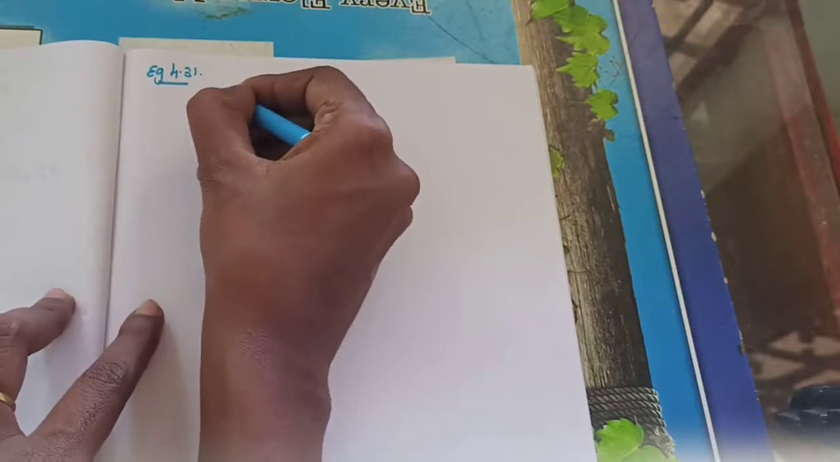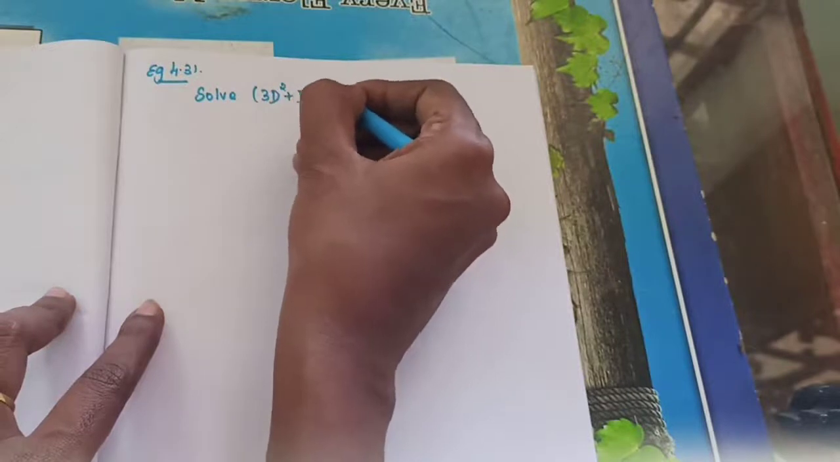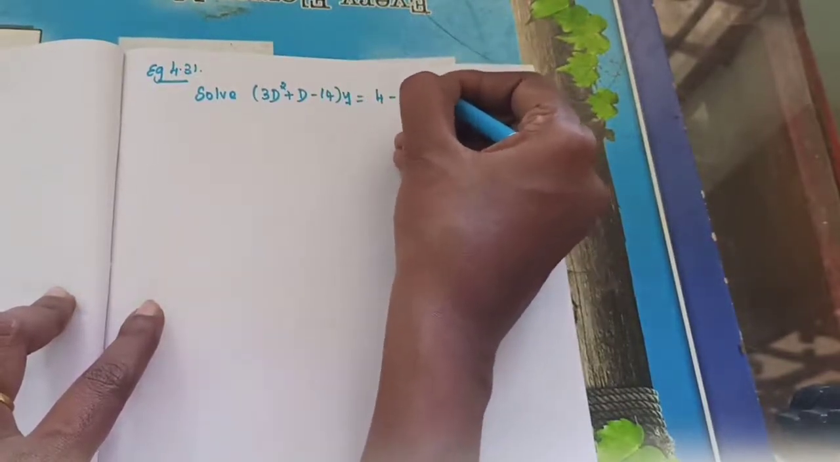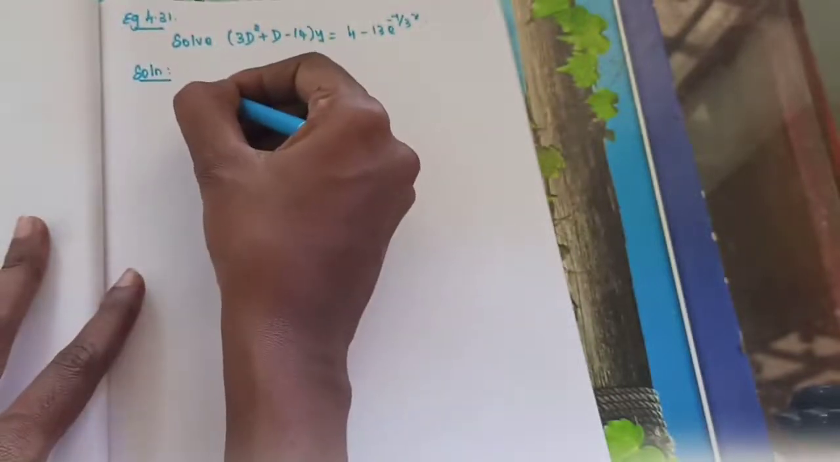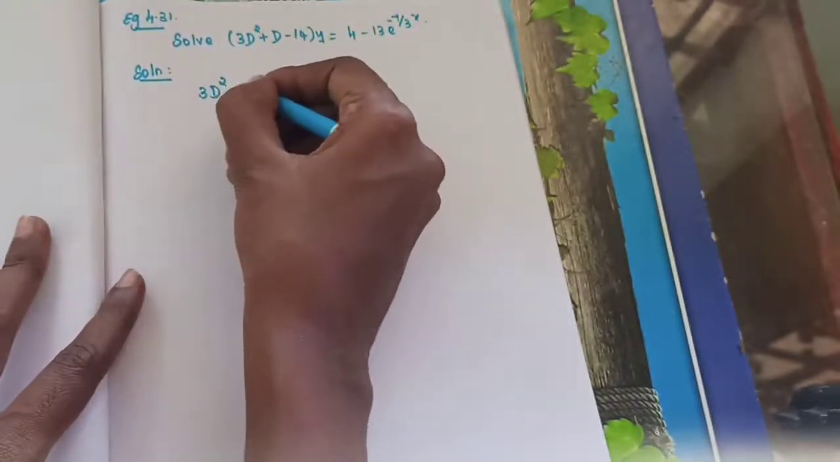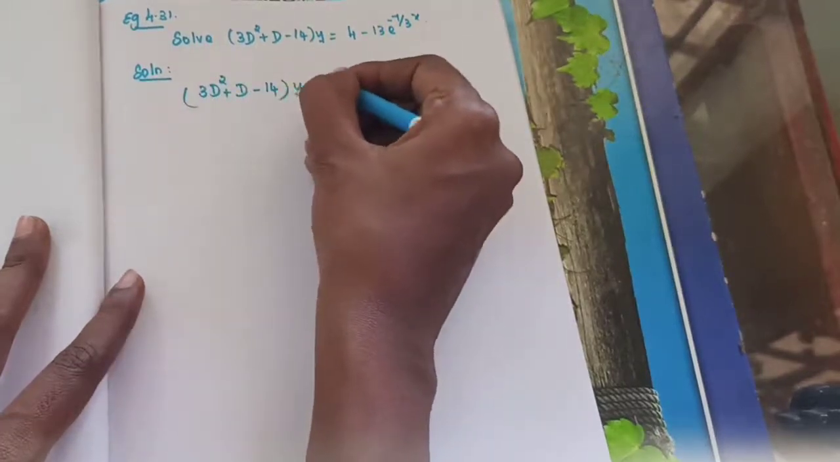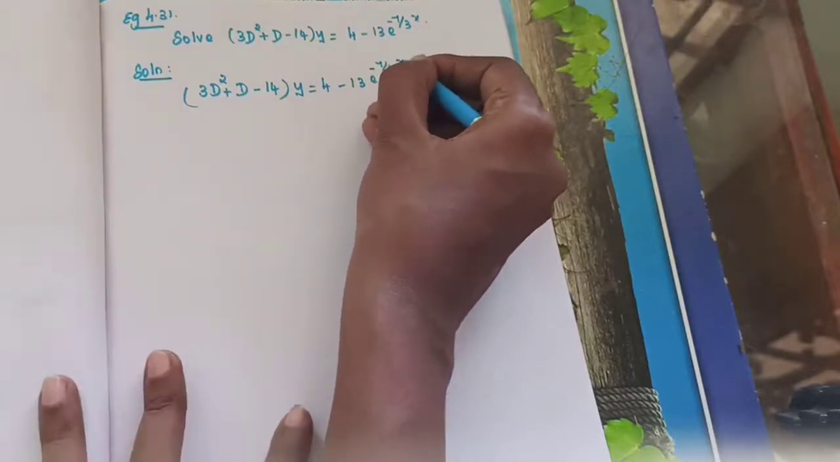Next problem, example 4.31. Solve (3D square plus D minus 14) y equal to 4 minus 13 e power minus 7 by 3 x. Solution. What's the given equation? (3D square plus D minus 14) y equal to 4 minus 13 e power minus 7 by 3 x.